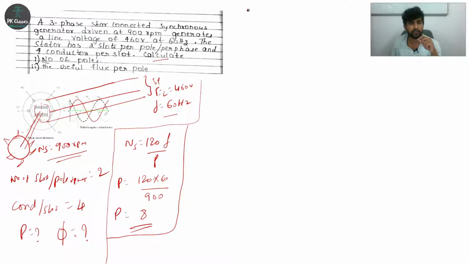Which formula will prefer? EMF equation of alternator, right? What about EMF equation of alternator? E phase is equal to 4.44 F phi T phase Kp Kd volts, right? So but here frequency they have given 60 hertz. T phase we don't know. Kp Kd also we don't know. But Kp we can take directly 1 because full pitch, just you assume. Okay, 1. And Kd we don't know, we need to calculate, right?